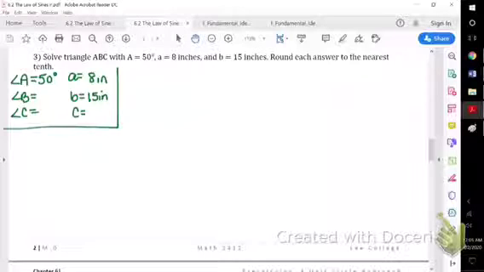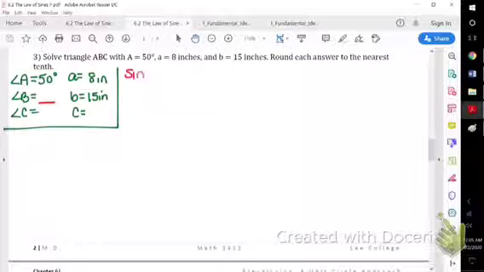Okay, now notice I got two sides and one angle, so this is a side-side-angle case, so I need to remember two sides, one angle. I'm going to look for a second triangle. So, what do you want to find first? Hopefully you said angle B, because I know angle A and side A, and I know side B.